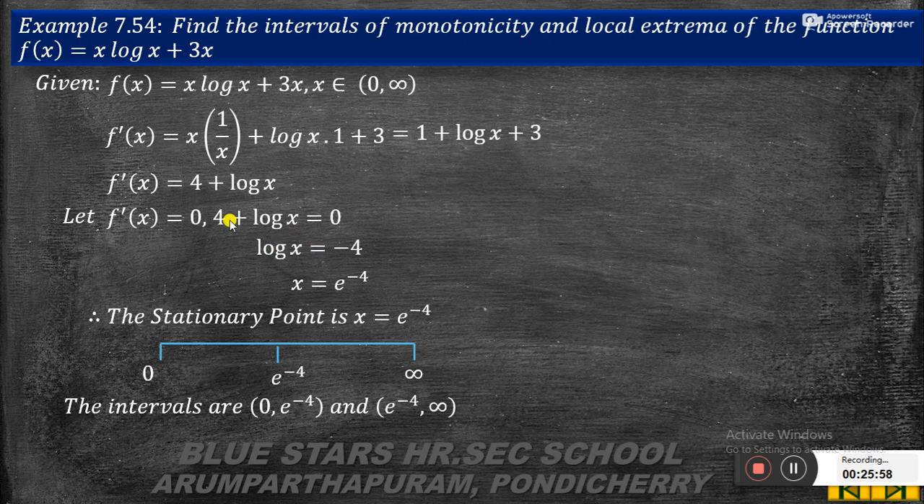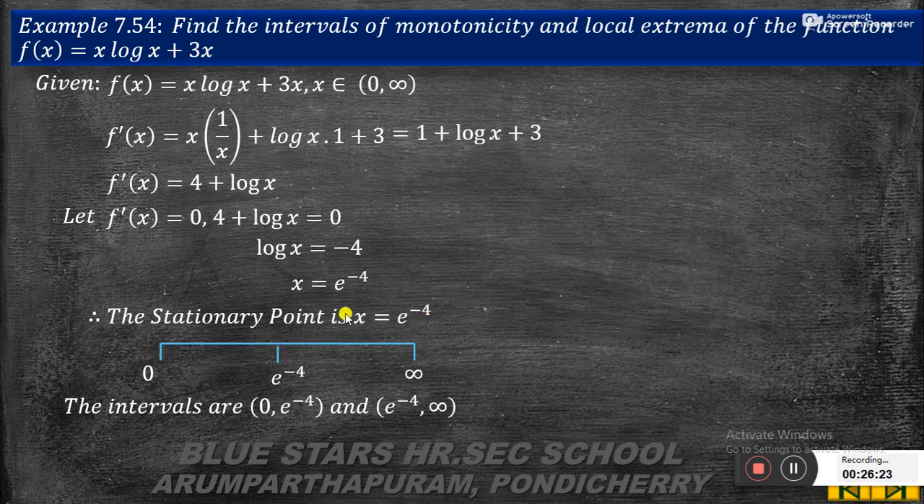Log x equal to, I write this 4 on the right hand side, so minus 4. In the next step I take the exponential on both sides. So e power log x equal to e power minus 4. The exponential and the log cancel, x equal to e power minus 4. So this x value is the stationary point, therefore the stationary point is x equal to e power minus 4.